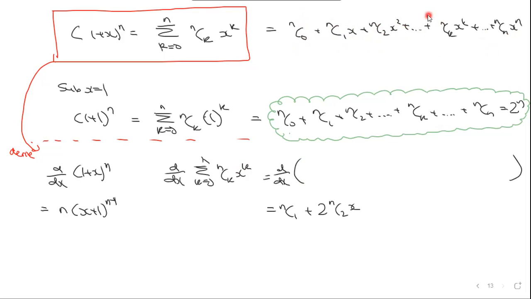If I have an x cubed, I'm going to have 3 times nc3, x cubed becomes x squared, and so on. I'm going to get a k, nck x to the k minus 1 for this term, as an example. And then my final one, of course, is going to be n ncn x to the n minus 1. That's what I'm going to basically be getting. Okay.